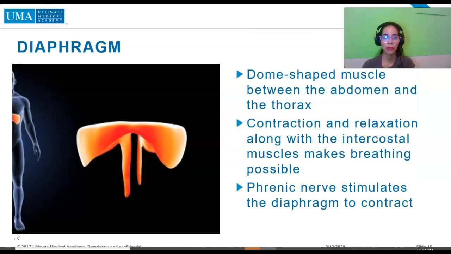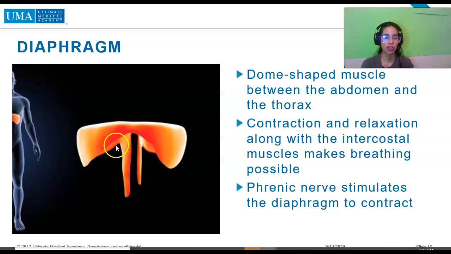The diaphragm. The diaphragm is a dome-shaped muscle between the abdomen and the thorax. It contracts and relaxes along with the intercostal muscles that make breathing possible. Your intercostal muscles are the muscles found between your ribs. The phrenic nerve comes from the brain all the way down, inserting itself into the diaphragm, and the phrenic nerve is what helps to stimulate the diaphragm to contract.